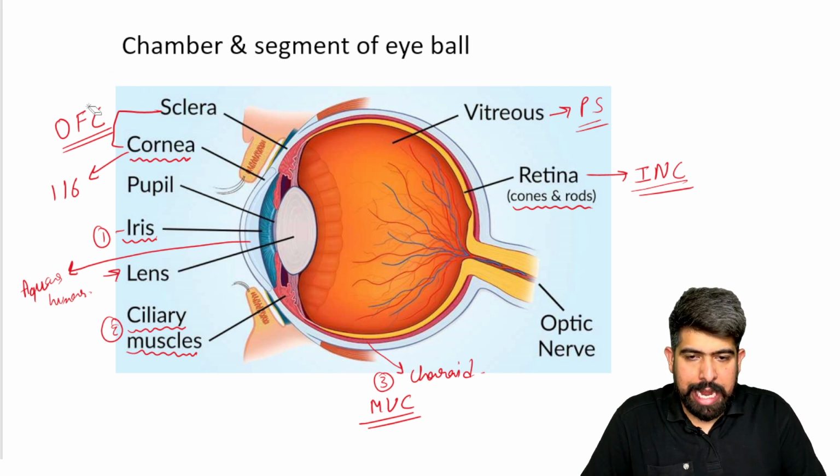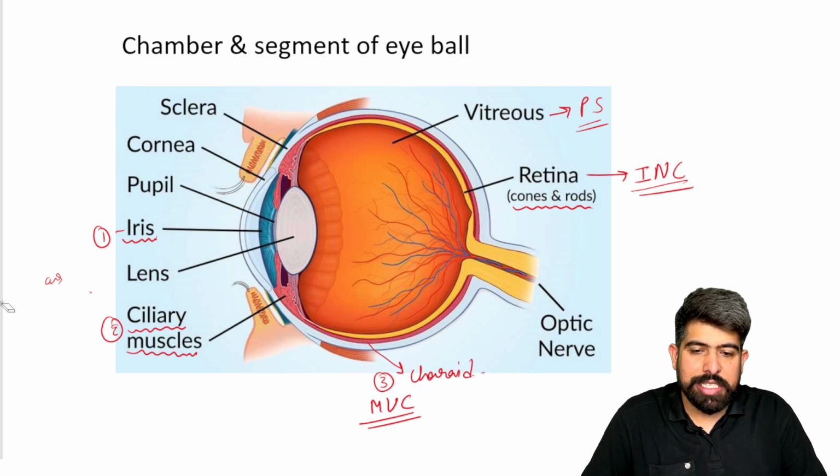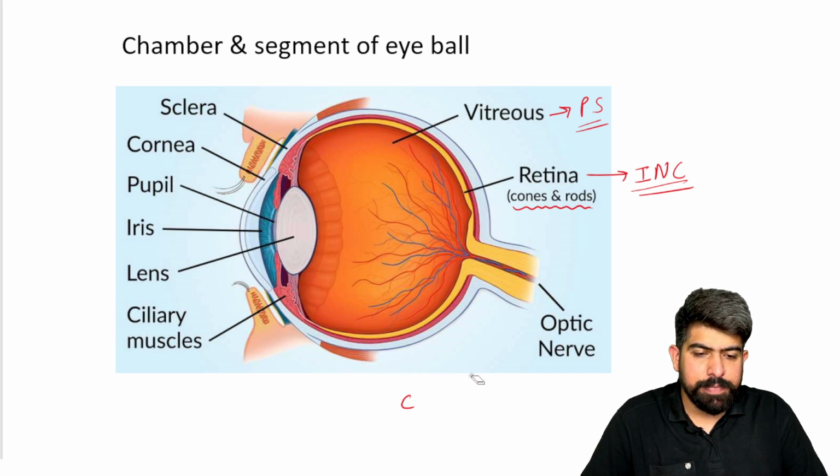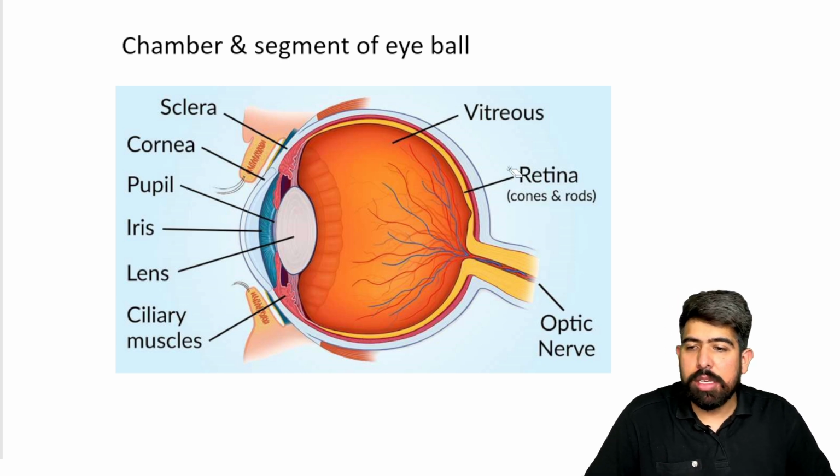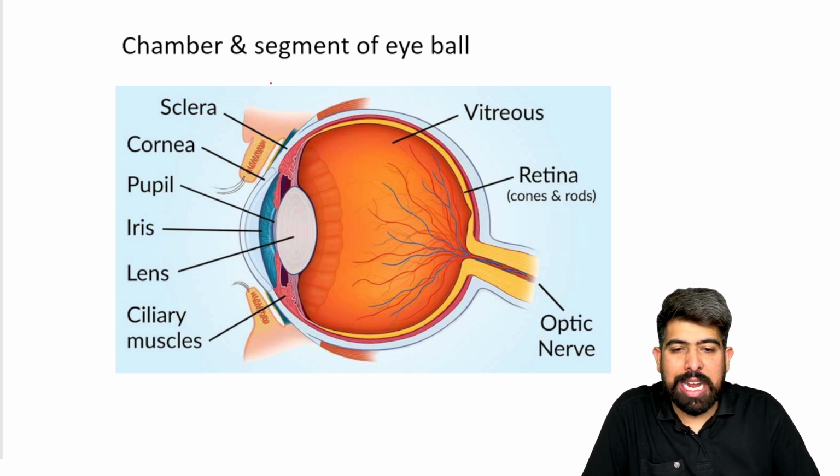So let's erase it, and now we have to talk about an important thing, which is the chambers and the segments. The eyeball is divided into two segments, and then each segment is further divided into chambers, right? So first of all, I have to talk about the segments.